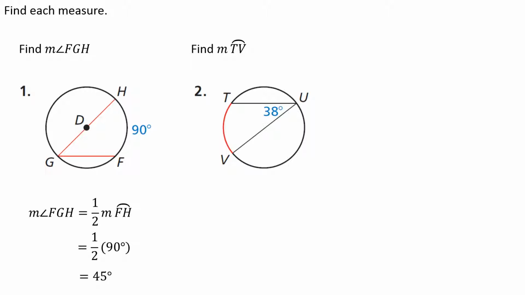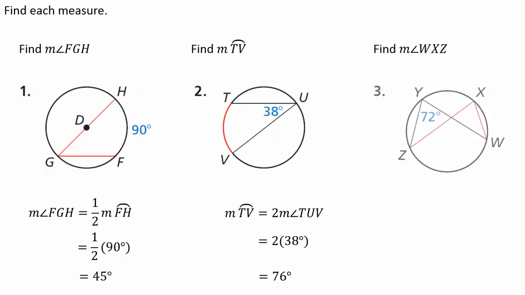Find the measure of arc TV. Well, this time I'm going to have to multiply by 2, right? If the angle is half of the arc, then the arc is twice the angle. Twice 38 is 76. So the measure of arc TV has to be 76 degrees.